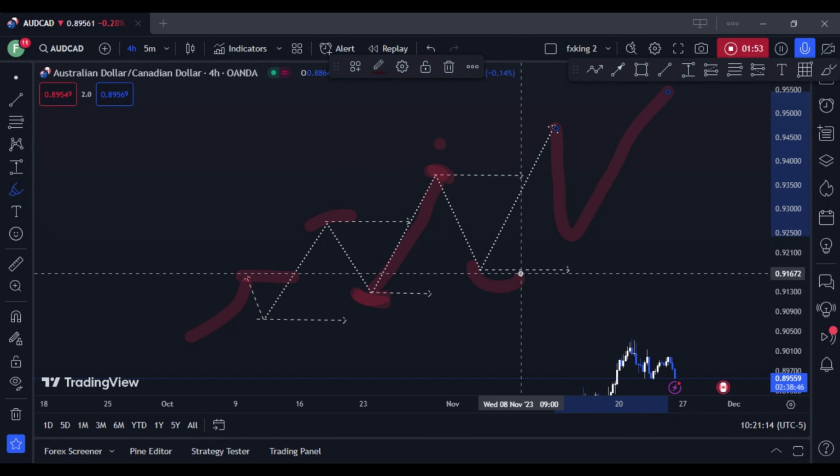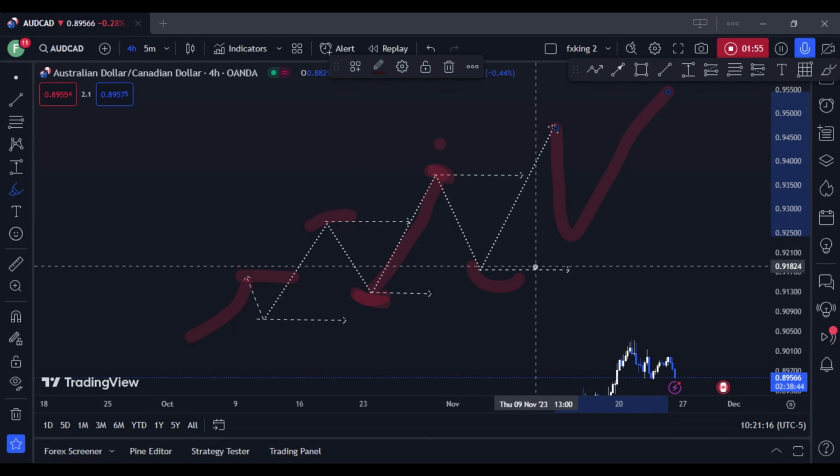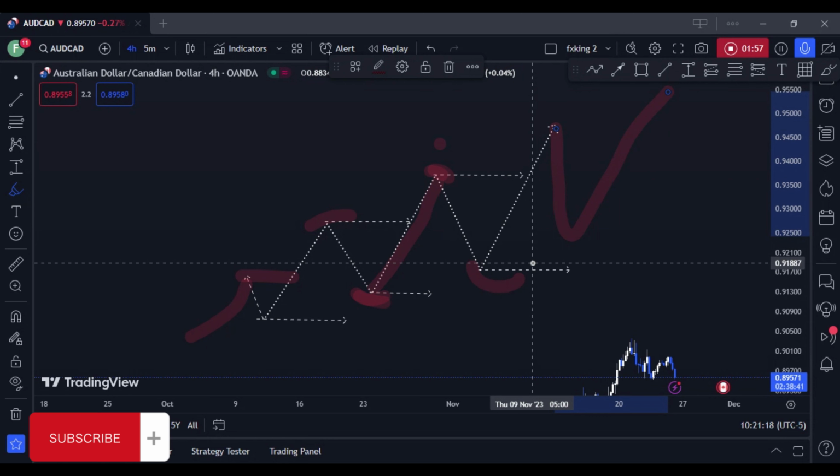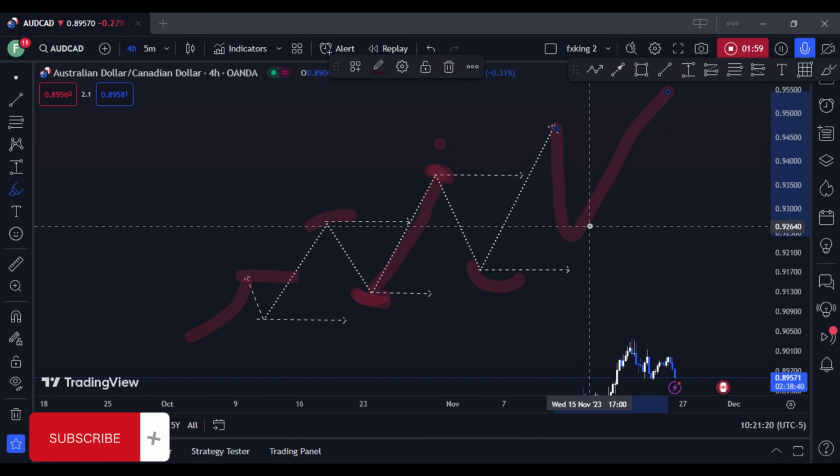So guys, let's go into the chart. Let me show you what I mean in the chart so that you can understand better.